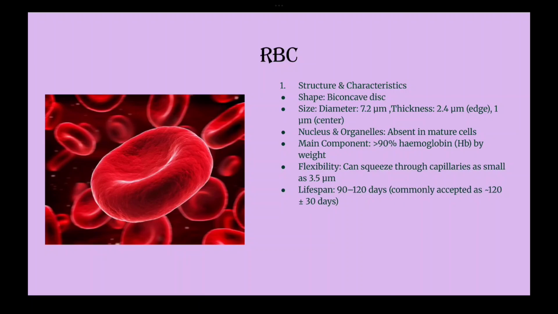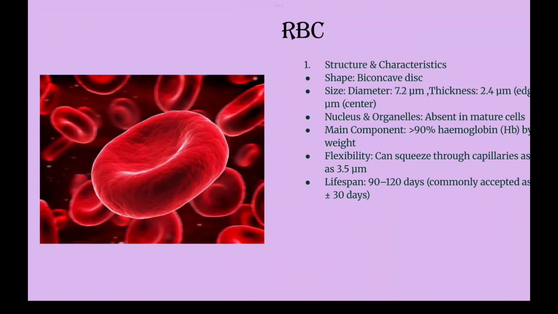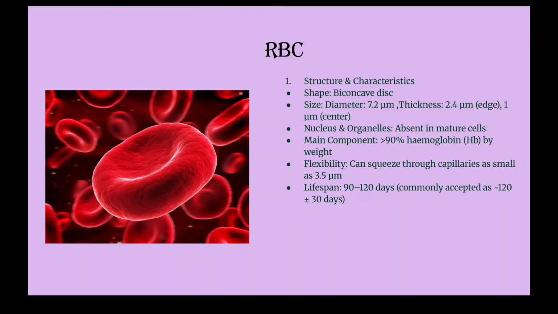Now RBC, the first component of the blood, makes the major contribution of red color to the blood as well. So RBC structure and characteristics. RBC is a biconcave disc. You can observe in the image, it is biconcave shaped, and the size is around 7.2 micrometer, thickness 2.4 micrometer, and at the center it is 1 micrometer.